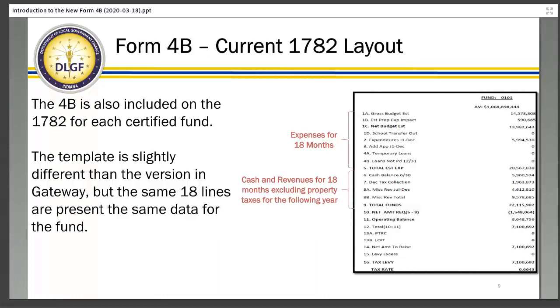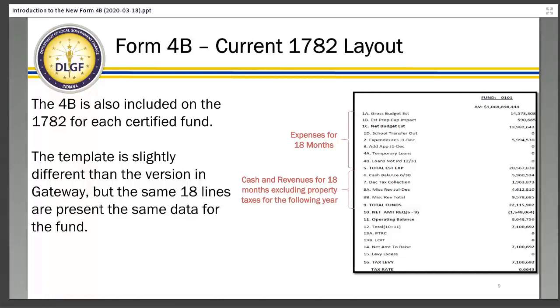on line 1B. Now, in order to populate the information on line 1B, the department needed to introduce the concept of a gross budget and a net budget. Gross budget was the 14.5 million. The estimated circuit breaker for this sample was the 590, which means that the net budget we'll be working our calculations off is the 13.9. Lines 1A through 5 represent our expenses for our 18-month silo. Line 6 through line 10 represent our revenue and expenses.